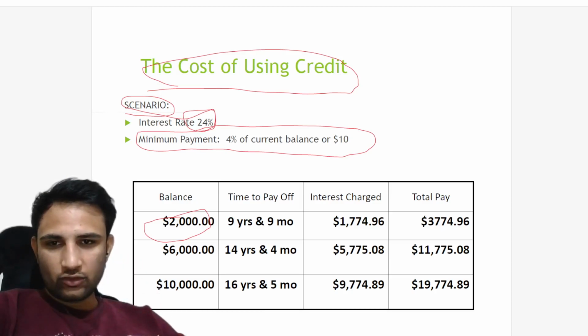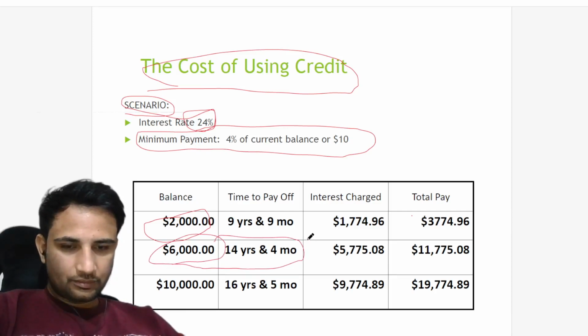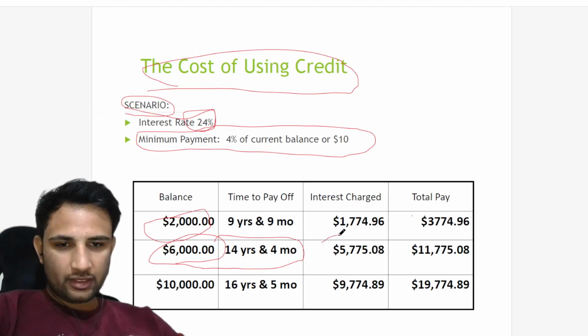The total payment he has to pay back is $3,774.96. In the case of a $6,000 balance, the time to pay off is 14 years and 4 months. The interest charged alone on that payment is $5,775.08. The total payment he has to pay back is $11,775.08.